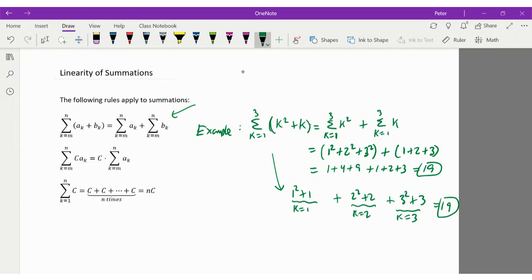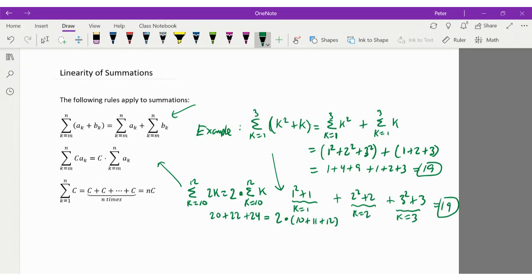What this one means is I can pull a factor out. So what that means is, for example, the sum from k equals 10 to 12 of 2k is equal to 2 times the sum from k equals 10 to 12 of k. It sort of makes sense because what that means is that 20 plus 22 plus 24 should equal 2 times 10 plus 11 plus 12.